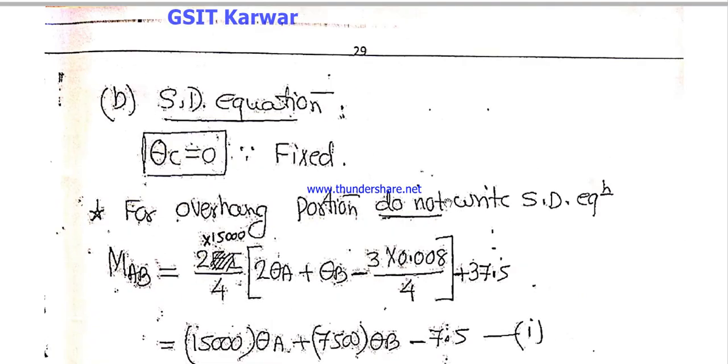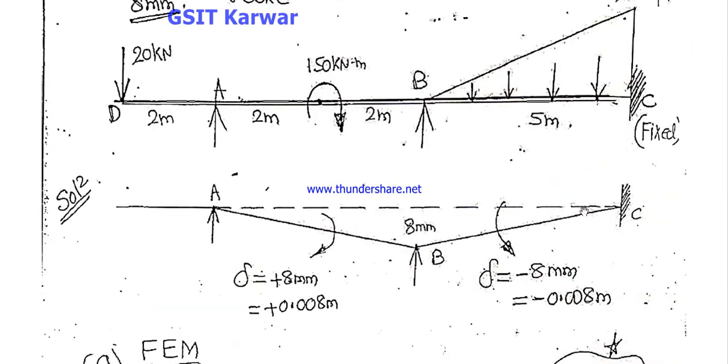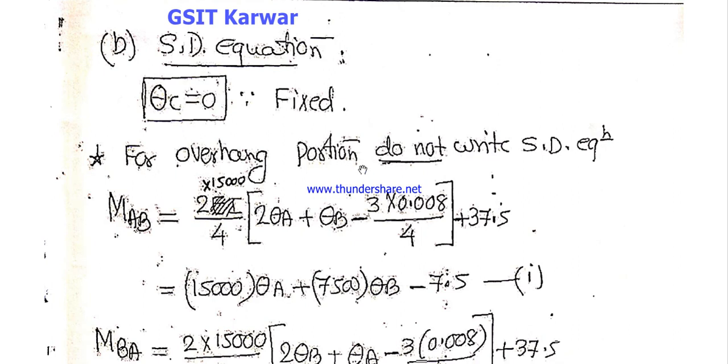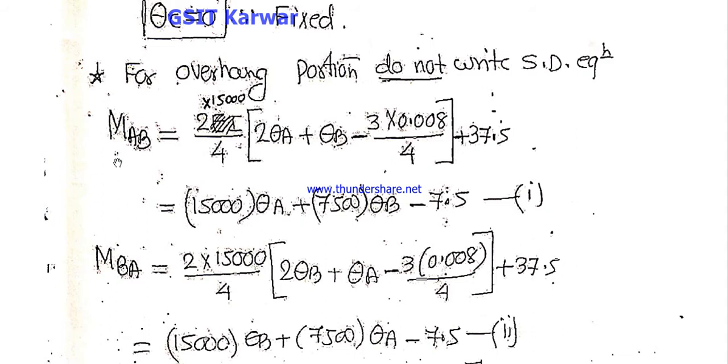Next is the slope deflection equation. Now the next step is to apply the slope deflection equation. Here theta C is equal to 0 because it is fixed. For the overhanging portion, do not write the slope deflection equation. We also discussed this in the last problem. So directly take span AB. Therefore moment AB is equal to the formula. You should write the full formula once again before you substitute. Make that a habit, because only then will you not forget the formula. When you write it again and again, it becomes permanent in your mind.